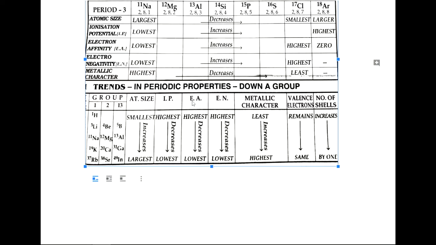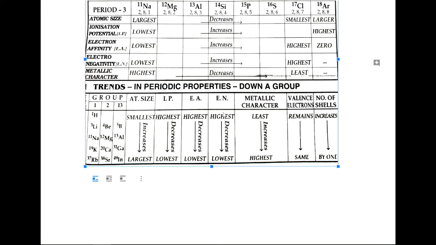Now what happens with the electron affinity? Electron affinity always decreases top to bottom because effective nuclear charge increases but the ionization potential decreases. Now what happens with the electronegativity? Electronegativity always decreases top to bottom. For example, in group number 1, hydrogen has the highest electronegativity but rubidium has the lowest electronegativity. What is the reason?